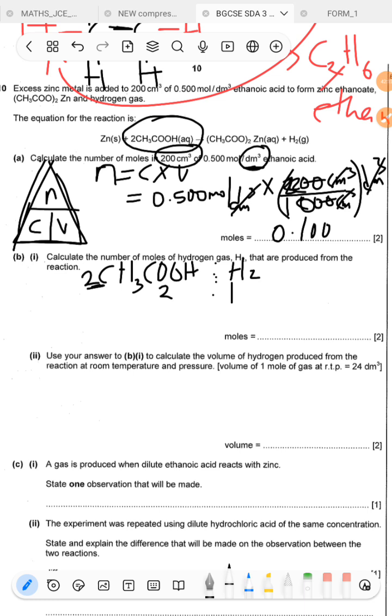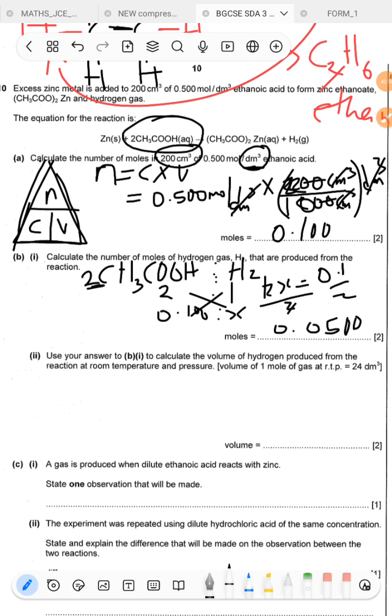So what does that mean? It means for every 2 moles of ethanoic acid, you're going to get 1 mole of the hydrogen gas. That's what the ratio means. Then we have 0.100 is 2x. So 2x is equal to 0.1, divided by 2 on both sides. x therefore is going to be equal to 0.05 moles.